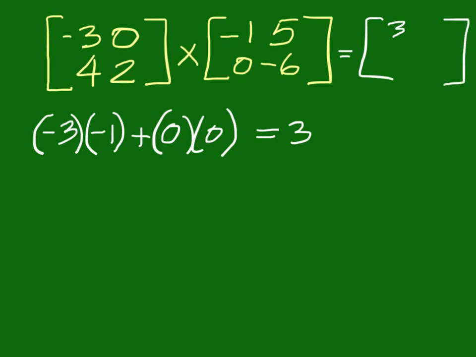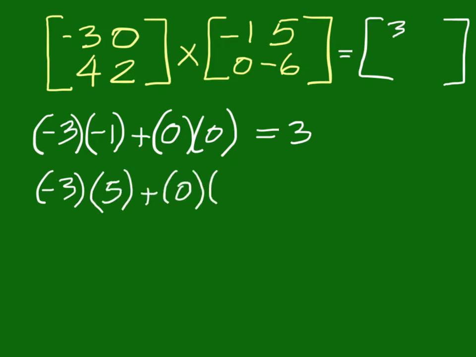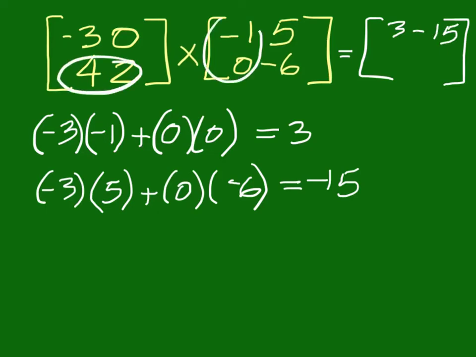The row 1, column 2 should be negative 3 times 5, and then 0 times negative 6. Of course, when you have a 0 in there, it's going to cancel out. So we have a negative 15. There's the top row. And now we go to this one, and then to this one.